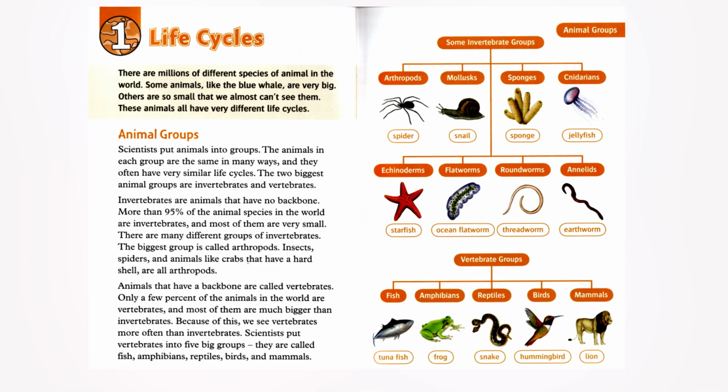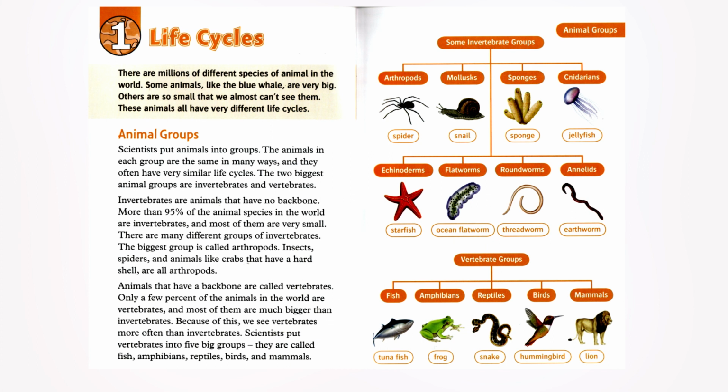Chapter 1. Life cycles. There are millions of different species of animal in the world. Some animals, like the blue whale, are very big. Others are so small that we almost can't see them. These animals all have very different life cycles. Animal groups.